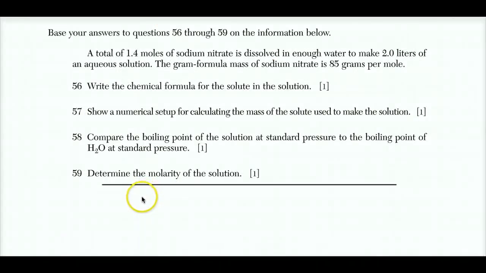56. Write the chemical formula for the solute in the solution. So a little blurb here. We've got 1.4 moles of sodium nitrate dissolved in enough water to make 2 liters of an aqueous solution. The gram formula mass of the sodium nitrate is 85. So they want to write the chemical formula for the solute. The solute is the sodium nitrate that is being dissolved, right? The water is the solvent. So they're testing your knowledge of the vocabulary of solutions.